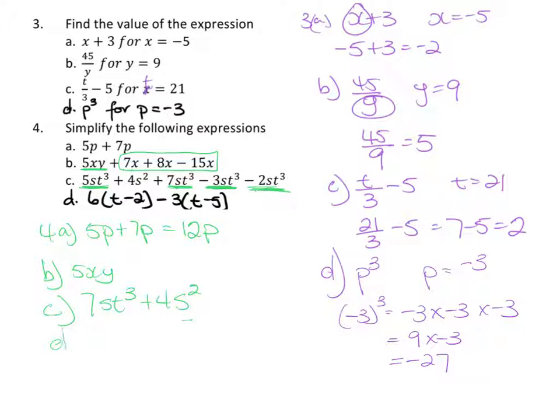And d, we expand the bracket, so we multiply everything that's outside the bracket by inside the bracket. And we are careful with our minus signs. So we get 6t minus 12 minus 3t plus 15, because minus 3 by minus 5 is positive 15. We then add the like terms, so 6t minus 3t gives us 3t, and minus 12 plus 15 gives us a positive 3.